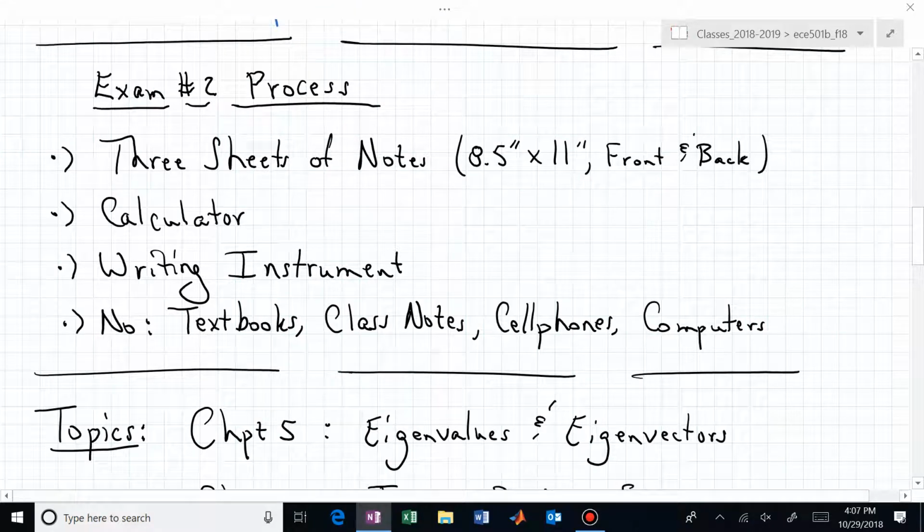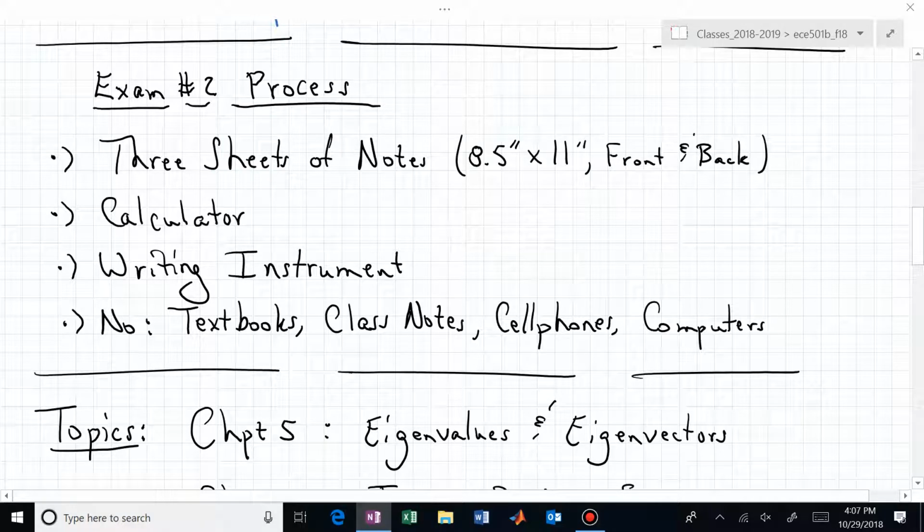Exam number 2 process: 3 sheets of notes. I think last time you had 2. Now you can add on to that, front and back. 8.5 by 11 are the sizes. If you're wondering what those 2 tick marks mean, those are inches. So it's 8.5 inches by 11 inches, the standard paper dimensions in this country.